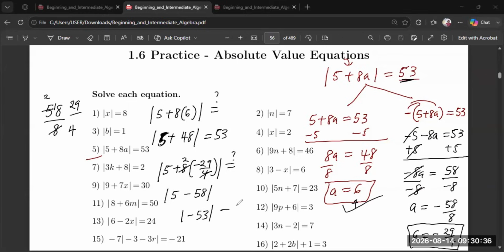And the absolute value of minus 53 is 53. You see, these two answers for A are correct. That is how it works. Now, let's do one more question.